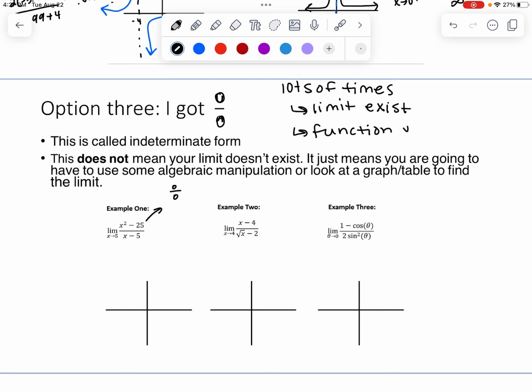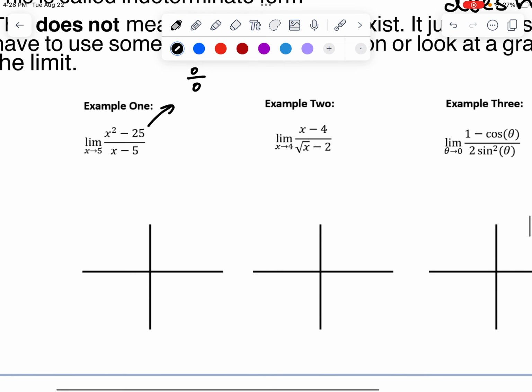And as I sketch these graphs for you, you'll see. If you want to take out your graphing calculator, sometimes graphing calculators aren't great at showing you holes, but if you want to go to Desmos and graph this function right here, it would look like this.